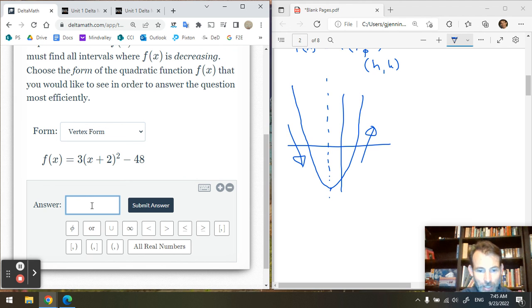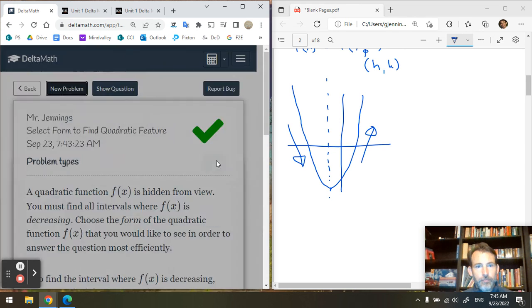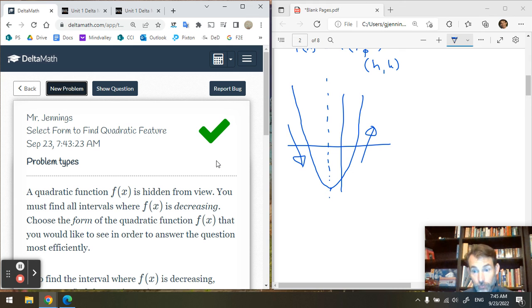So we would say x is less than or equal to -2. And I have caps lock on because I like to yell when I type. There we go. Hooray! So vertex form was very effective for showing that, don't you agree?